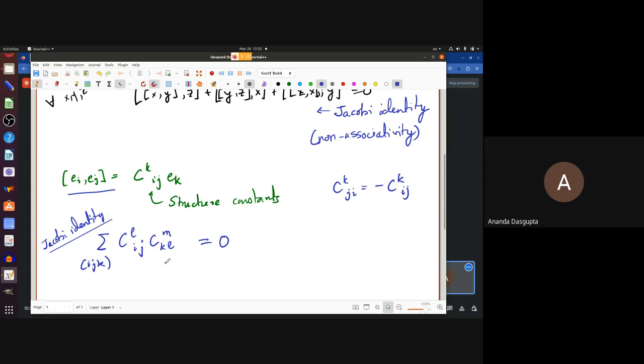Are you sure? Anybody else can also chip in. I said I, J, K are being summed over. So are they dummy indices or free indices? For all I, J, K, and M, this is true. So even summing it over will be 0. Mm-hmm. Okay, you're right.